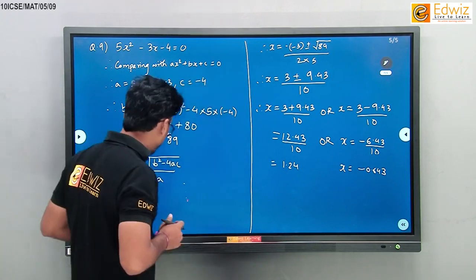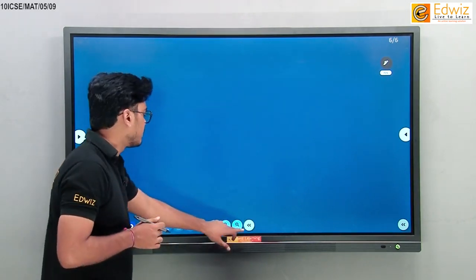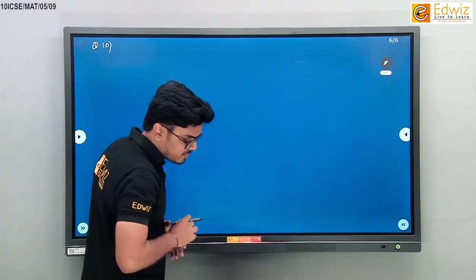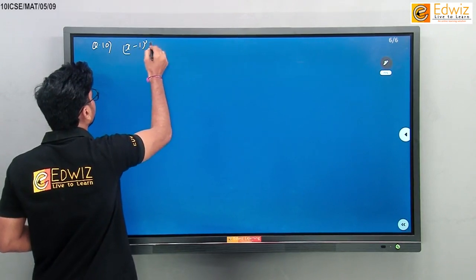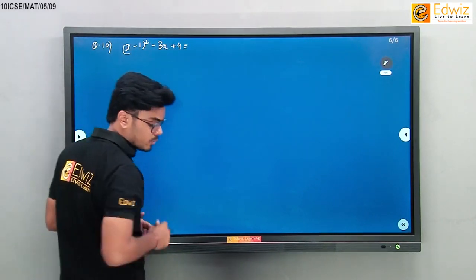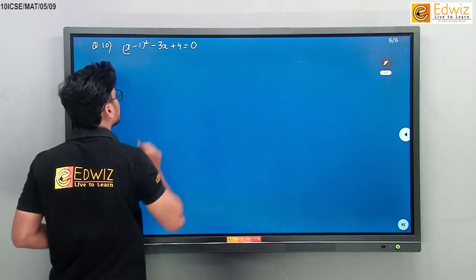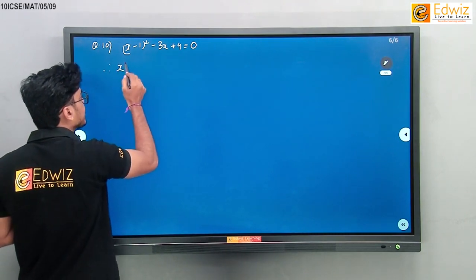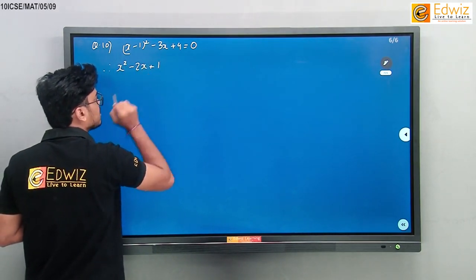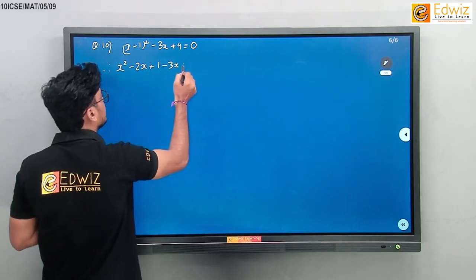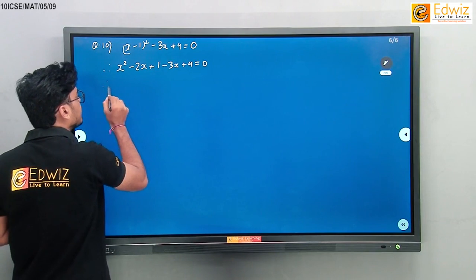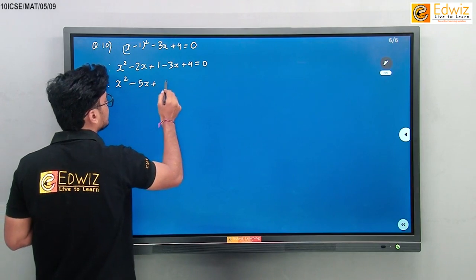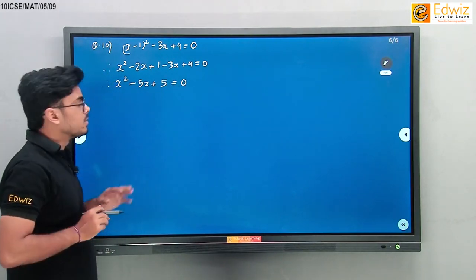Okay, question number 10. Let me first write the equation. x minus 1 the whole square minus 3x plus 4 equal to 0. This is the equation. First, let us simplify it, bring it to its standard form. This is a minus b the whole square. So a square minus 2ab plus b square, which is 1 square, minus 3x plus 4 equal to 0. Okay, the equation will be x square minus 2x minus 3x, minus 5x, plus 1 plus 4 is plus 5, equal to 0. This is the equation.